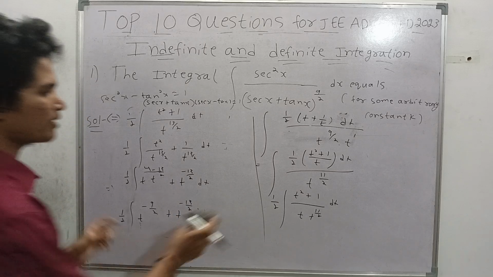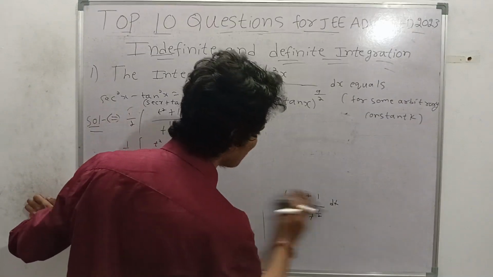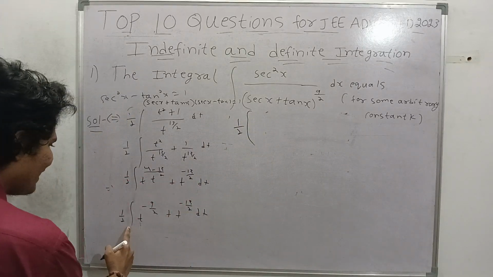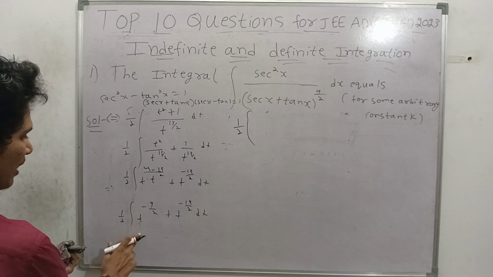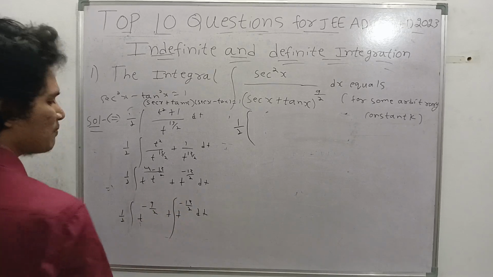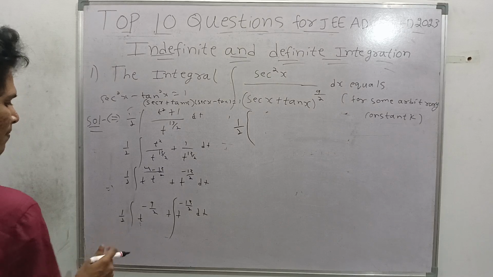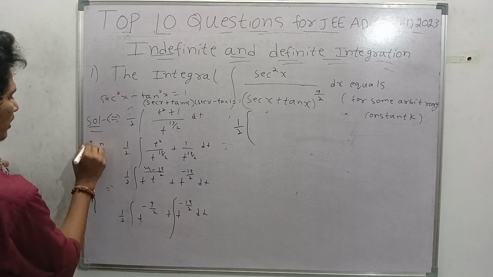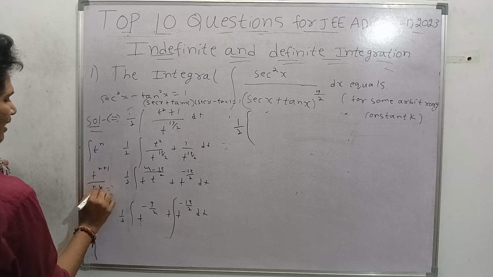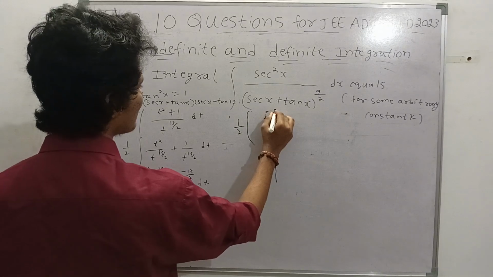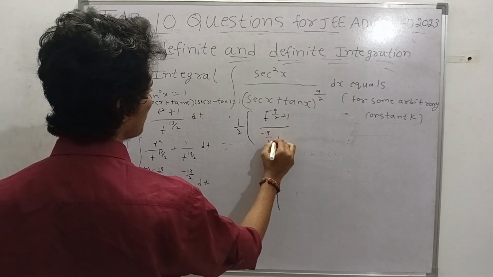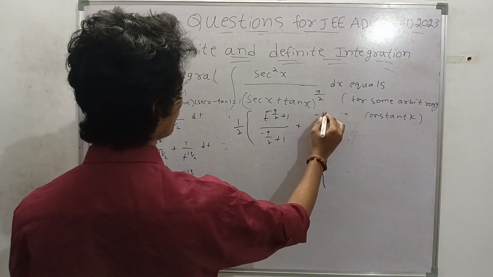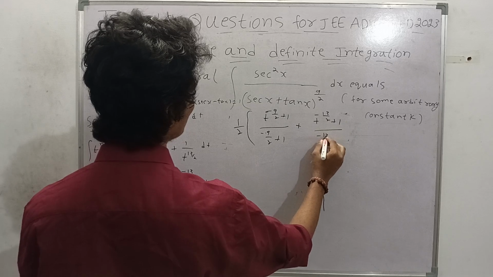Now I am doing the integration part. Up to now, the basic calculation is completed. Now the important thing is integration. I can split the integral: integral 1, integral 2. We already know, what is integration t power n? It is t power n plus 1 divided by n plus 1. Same here: t power minus 9 by 2 plus 1 divided by minus 9 by 2 plus 1. And for this integral, t power minus 13 by 2 plus 1 divided by minus 13 by 2 plus 1.